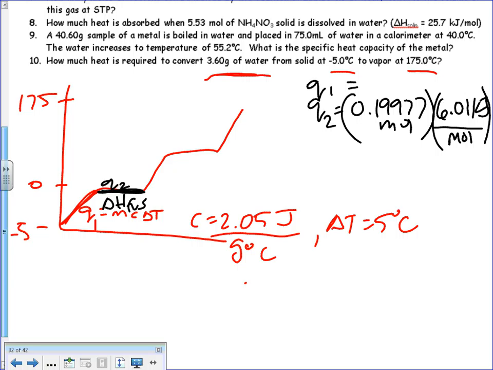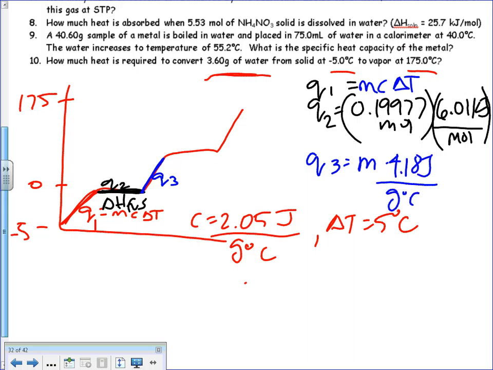So the next one would be Q3. How would that be calculated? Paige, how would Q3 be calculated here? 3.60. So the mass times 4.18, and that 4.18 joules per gram degree C is the specific heat capacity for liquid water. And then what would the temperature change here be?